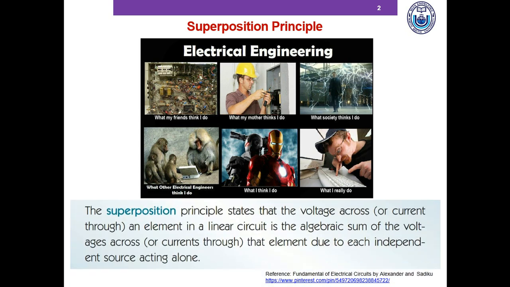If a circuit has two or more independent sources, one way to determine the value of a specific variable, that is voltage or current, is to determine the contribution of each independent source to the variable and add them up. This approach is known as the superposition principle. The principle of superposition helps us to analyze a linear circuit with more than one independent source by calculating the contribution of each independent source separately.